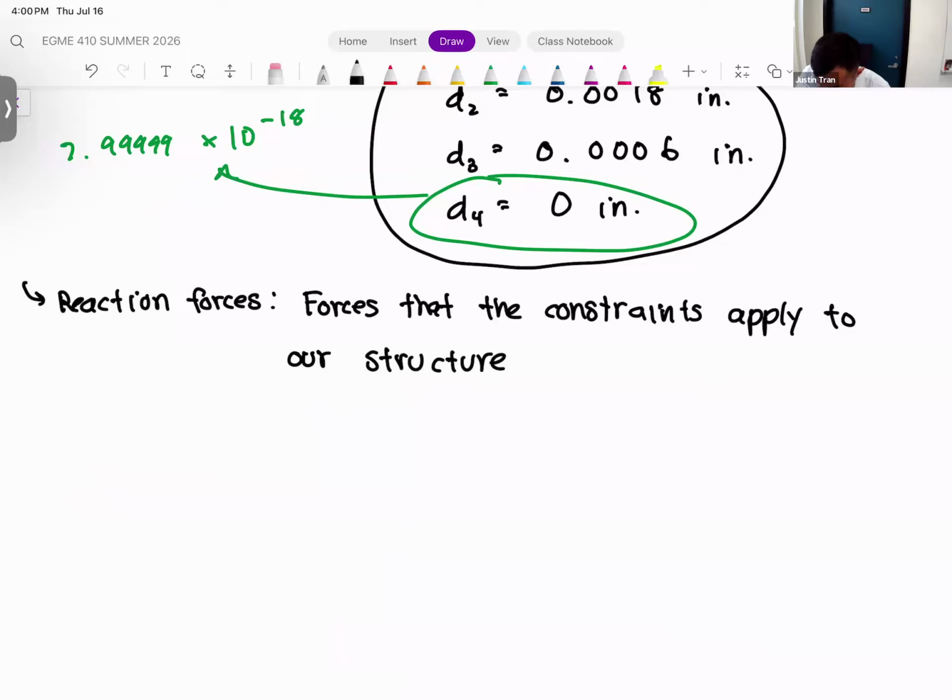Let me complete the sentence. So reaction forces are forces that the constraints apply to our structure to maintain static equilibrium.